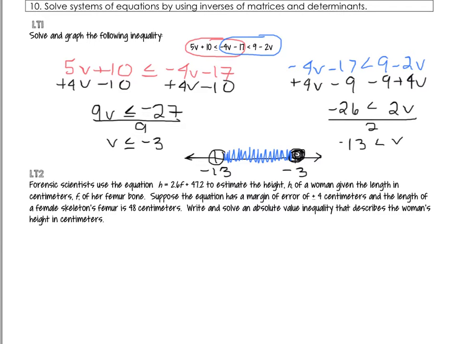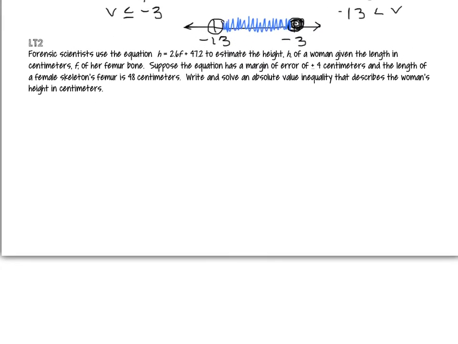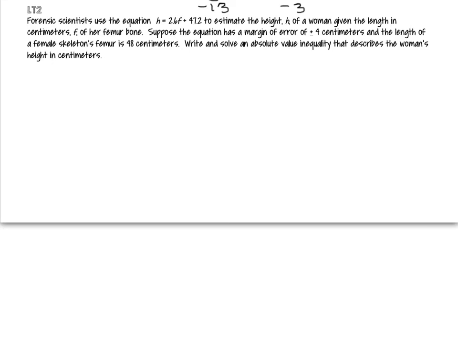All right, we're now looking at learning target 2, and I had a request for a real-world problem in our review. So in this real-world problem, I'm given this realistic equation for estimating the height of a woman. I'm noticing that I have a margin of error of plus or minus 4 centimeters. When I'm writing an absolute value inequality, that's actually going to be on the right-hand side of my inequality.